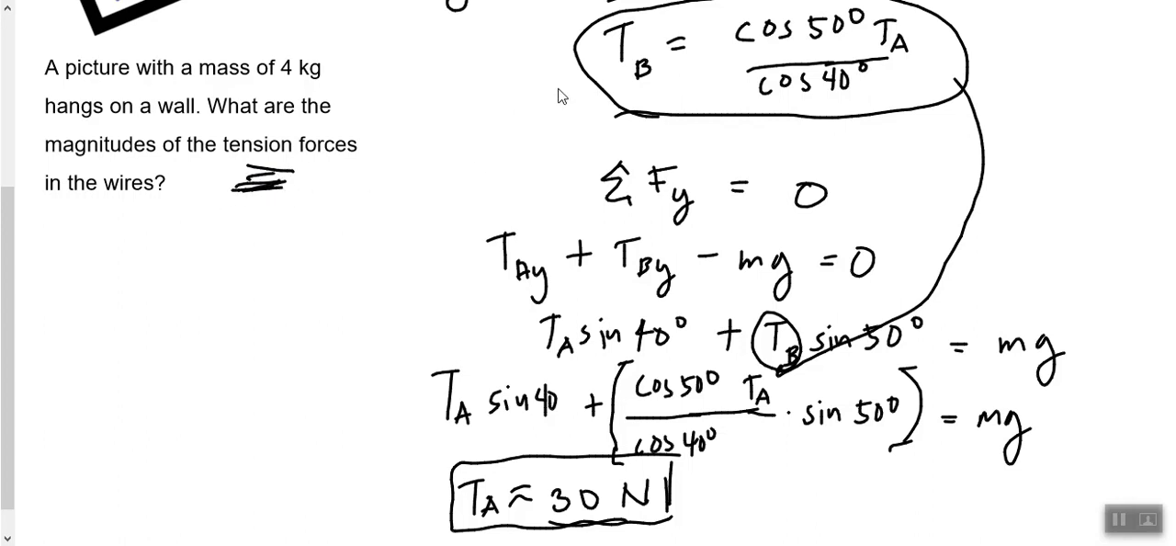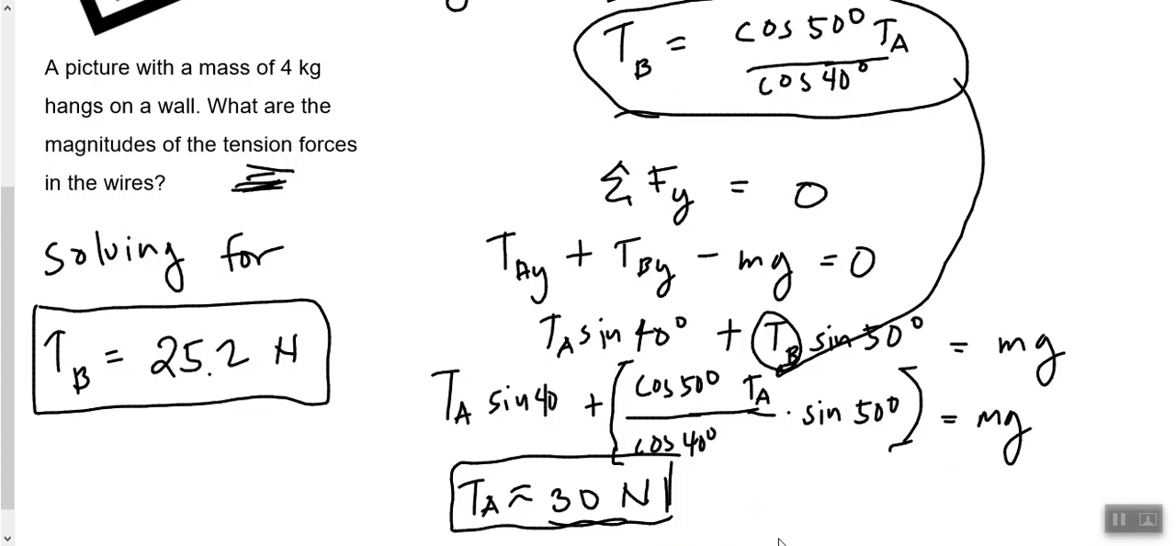So applying the algebra and your trigonometry knowledge on this. So let's look for now the tension on B. So we could go back to this equation here and then plug in the value of T sub A. Then you should get an answer of 25.2 newtons. So that's how we solve for the first condition of equilibrium.